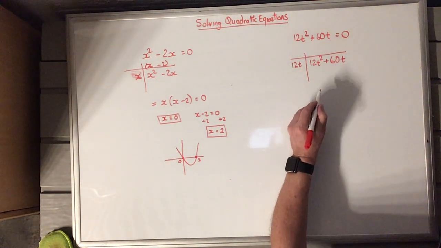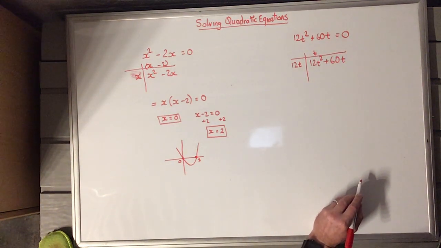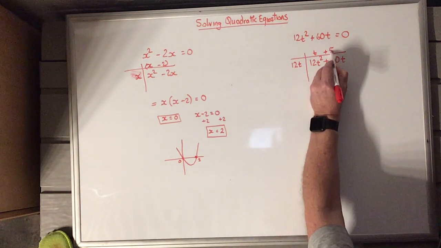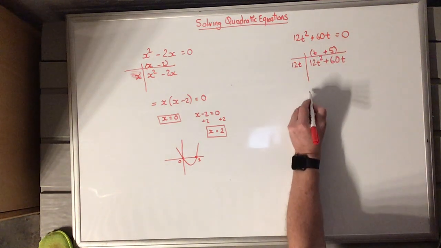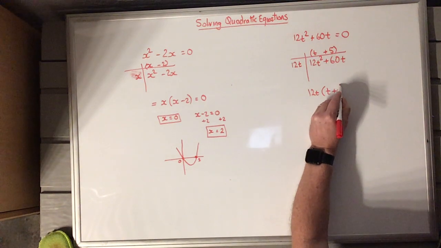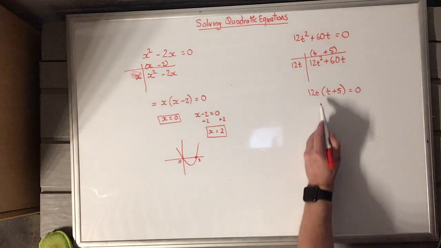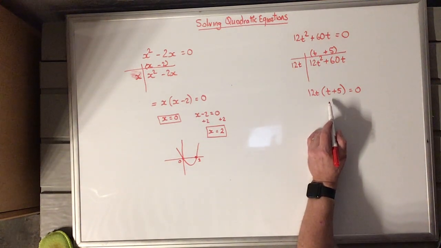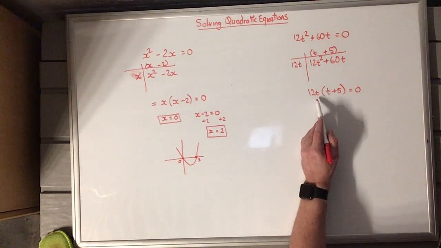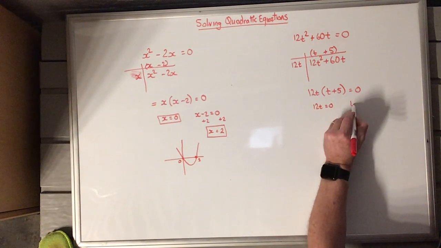So 12t times something gives me 12t squared, well that obviously has got to be t. 12t times something gives me 60t, oh that must be 5, 5 12s are 60. There you go, we'll factorise it: 12t bracket t plus 5 equal to 0. So again, we've changed it into a product, that's why we factorise, and we can now easily solve equal to 0. So either 12t is equal to 0, or the bracket must be equal to 0.